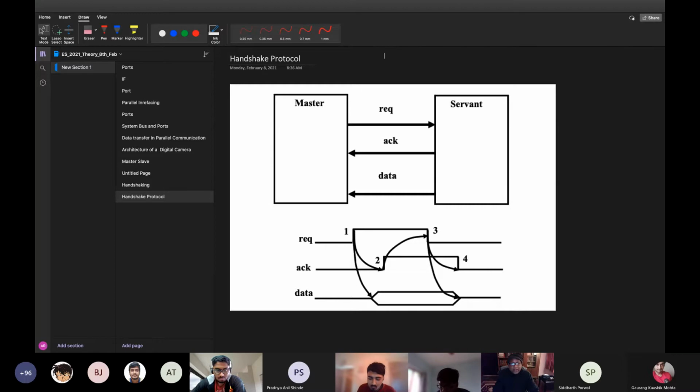So the master will request, then it will acknowledge, then your data can be read or written to this master servant. As long as the acknowledgement is not there, it can wait or it can do something else. So acknowledgement could be interrupt driven. The moment a request is sent, the acknowledgement will be an interrupt.